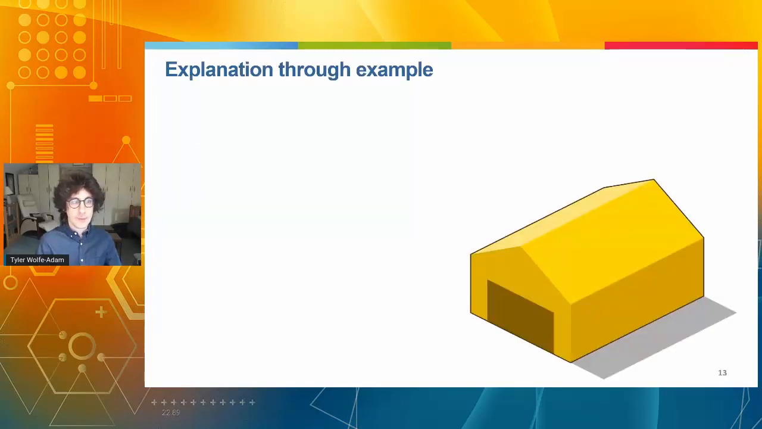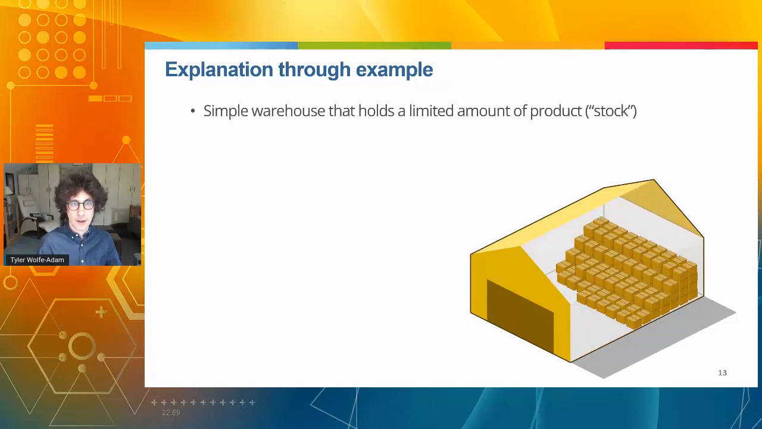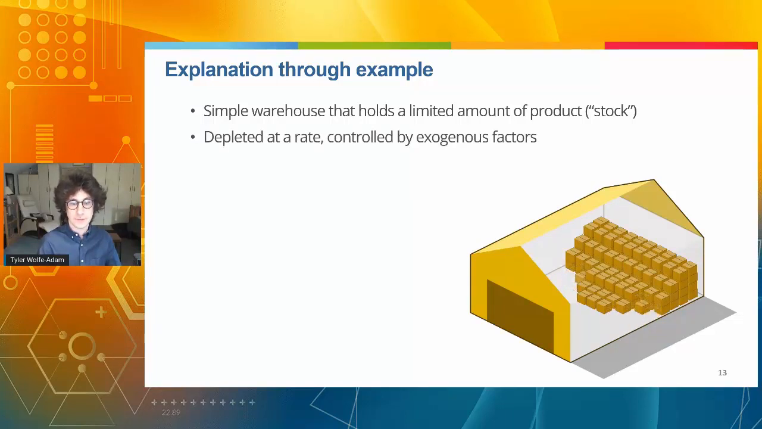So with that, I'm going to make this a little bit more concrete by using an example that will both introduce reinforcement learning a little bit more and also the library itself. So we're going to start off with a simple warehouse that holds a limited amount of product, which we'll call stock. And it's depleted at a certain rate, which is controlled by exogenous factors that we don't know and can't predict. It just fluctuates over time.